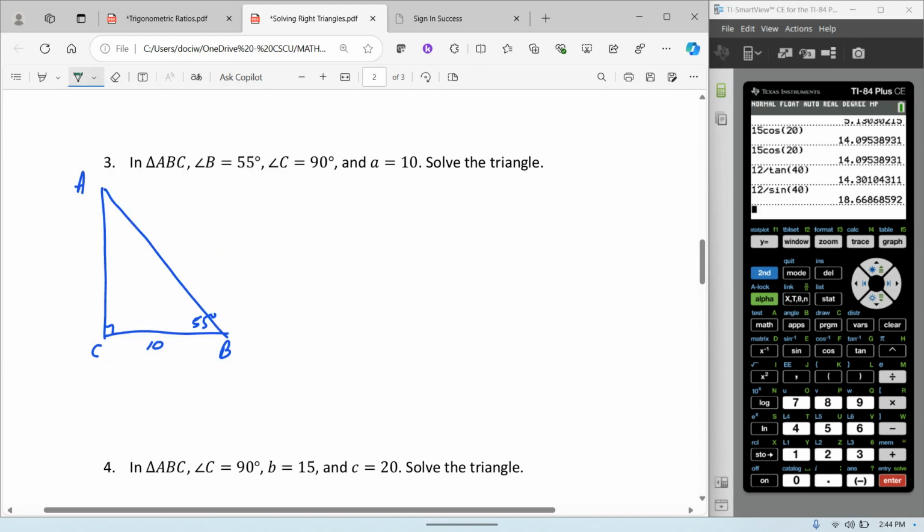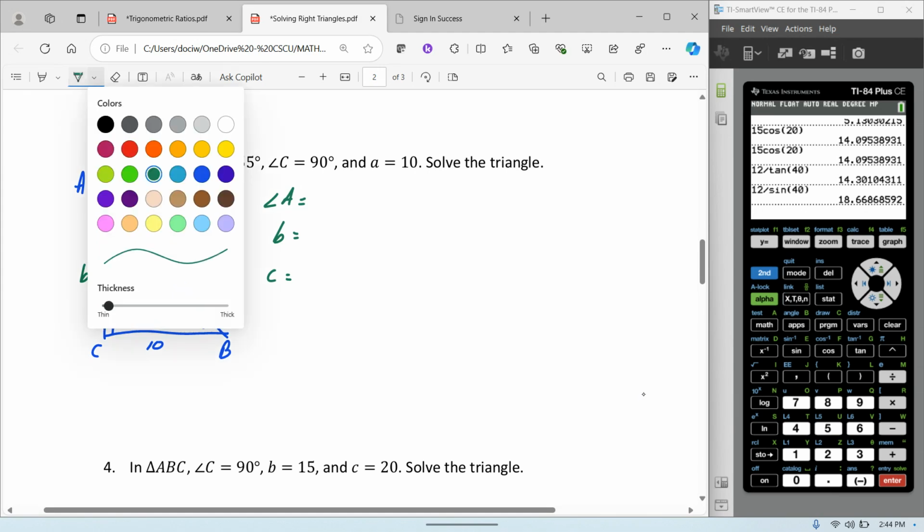Solve the triangle. We're going to need to find angle A, side B, and side C. I like to set mine up like this to remind me of 2 reasons. One, to remind me of what the 3 parts I need to find are, but also when somebody's reading your work, if you're a student taking a test, it makes it very easy for that grader to find your solutions, to find your answers.